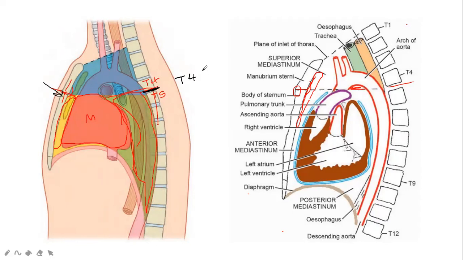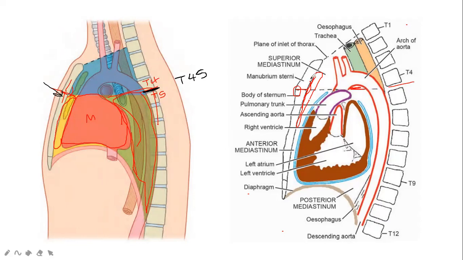Okay, so T4-5, right? We say that within the superior mediastinum we have the arch of the aorta. This diagram is a bit mixed up, but the arch of the aorta is there.